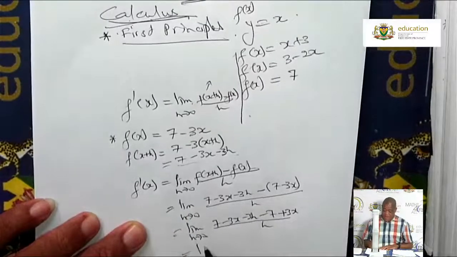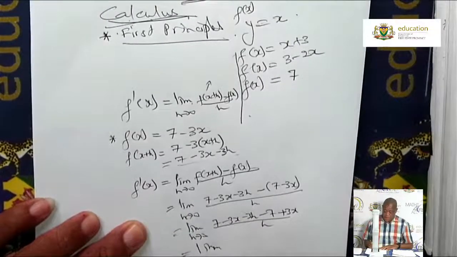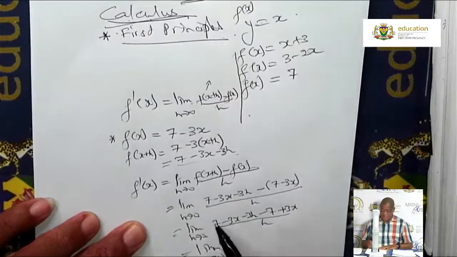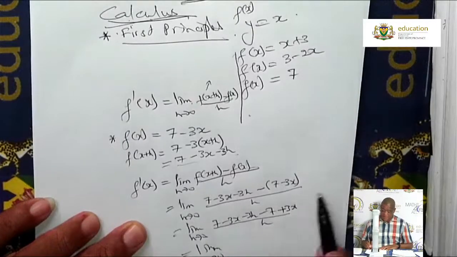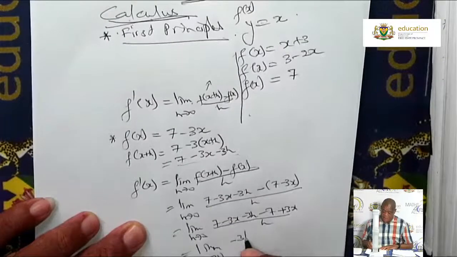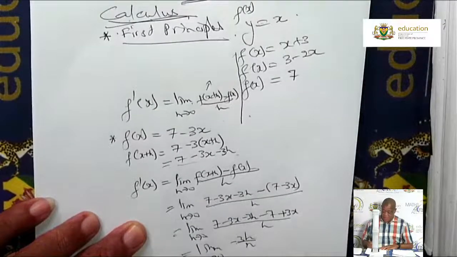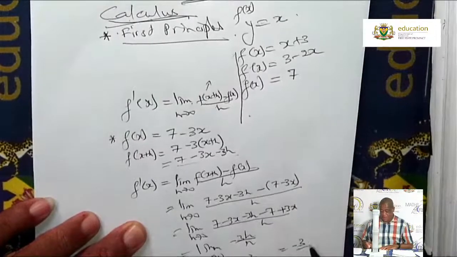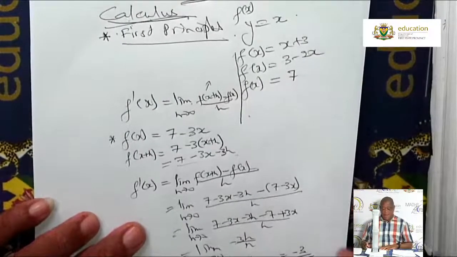Work it out, then you get your limit as h approaches 0. Now you add those: 7 minus 7 is a 0 there, minus 3x plus 3x is a 0. You are only left with minus 3h over h. And the h will cancel the h, and we will be left with the limit as h approaches 0 of just minus 3, and our final answer will just be minus 3.